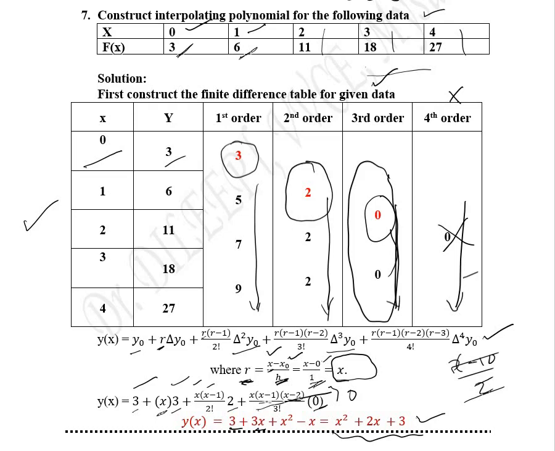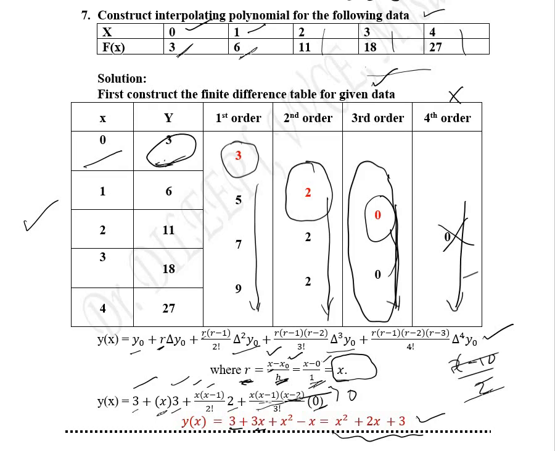In some cases, you may get a cubic. If the third order is non-zero, you will get a cubic equation. Or if the fourth order is non-zero, you will get a biquadratic, meaning a degree 4 equation. Now to verify your answer, you can replace x is equal to 0. If you replace x is equal to 0 here, you will get y is equal to 3. That is a given value.